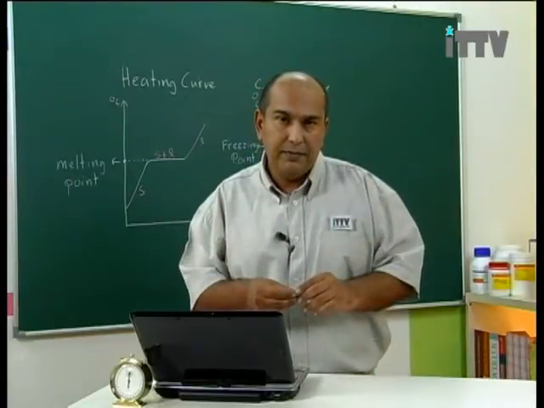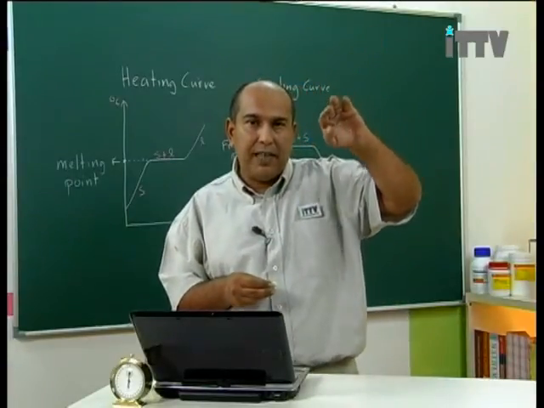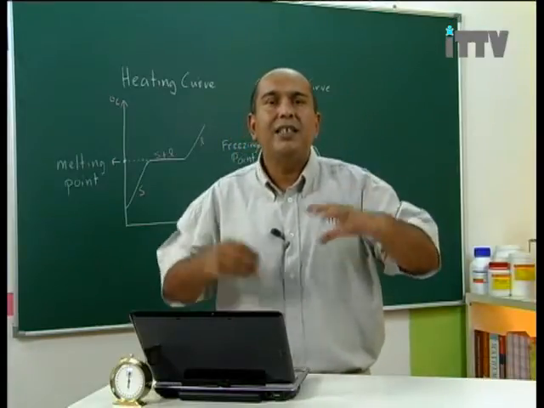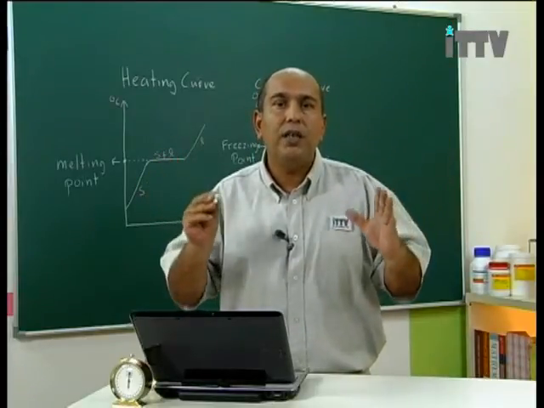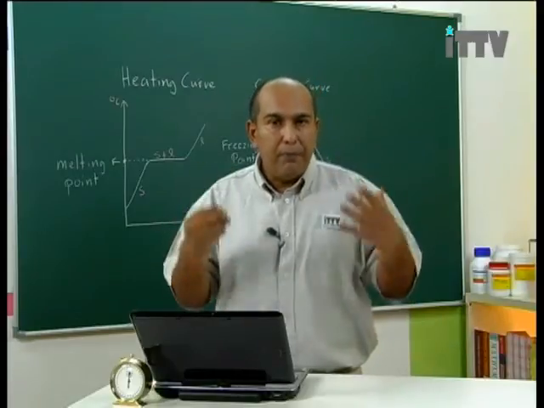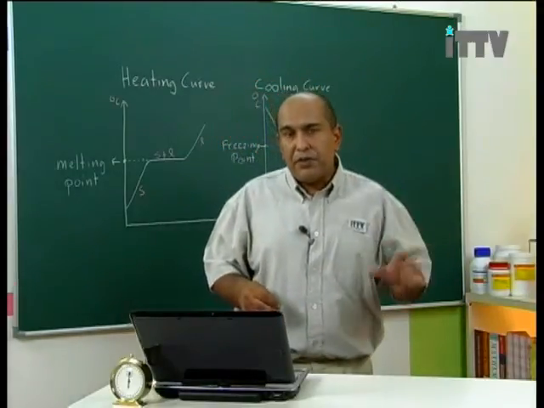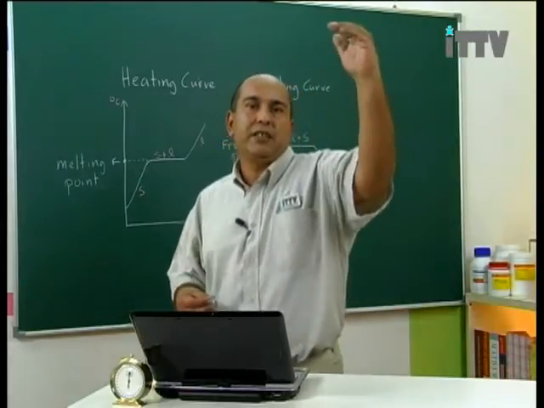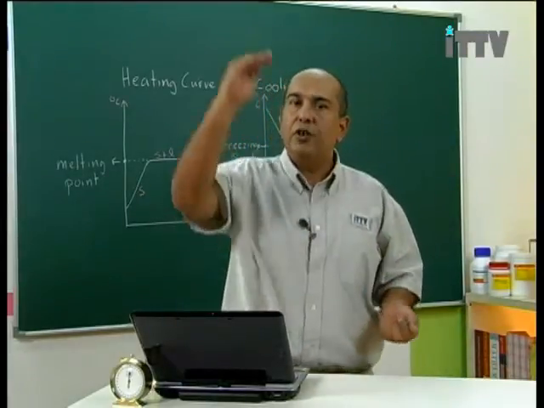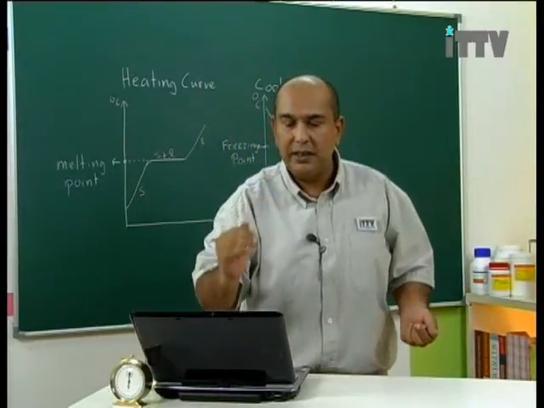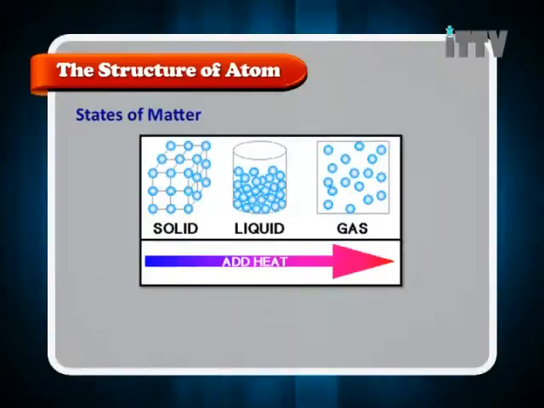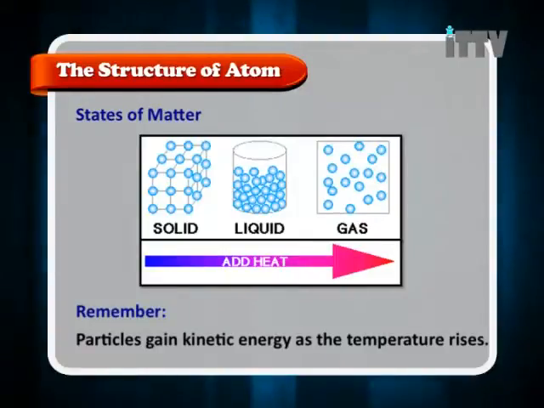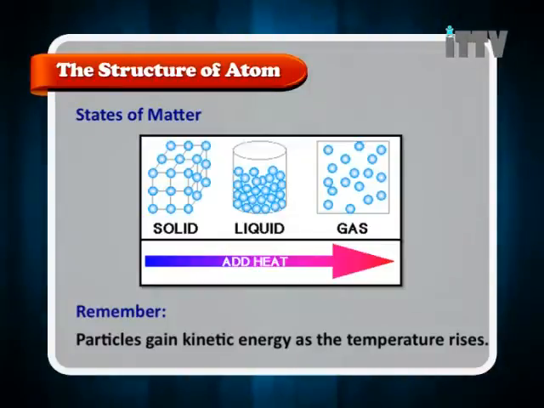In a cooling curve, the temperature is coming down, which means the kinetic energy is decreasing. It means the particles are moving slower and slower. Basic kinetic theory. As your temperature rises, the kinetic energy increases. As your temperature falls, your kinetic energy decreases. Try to remember this because it's really, really essential. States of matter. Remember, particles gain kinetic energy as the temperature rises.